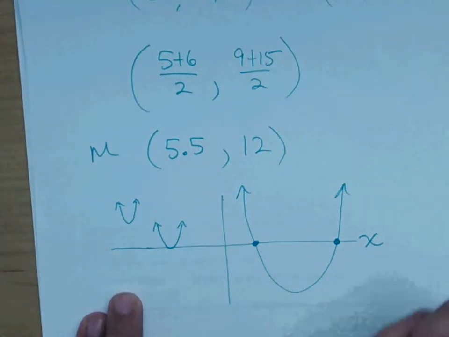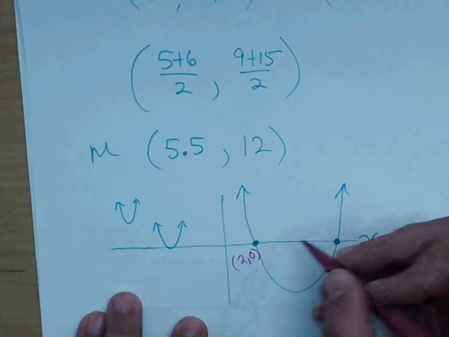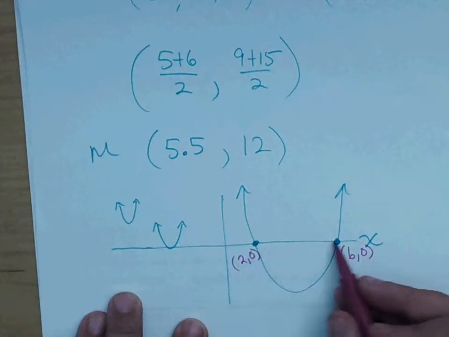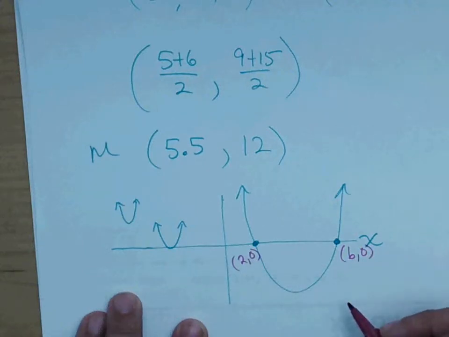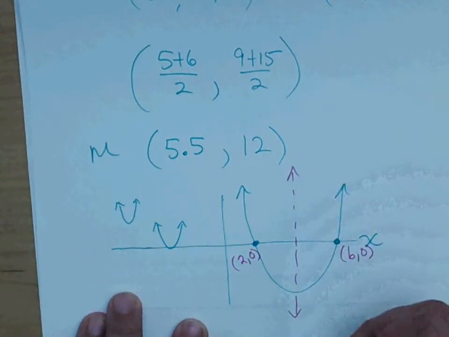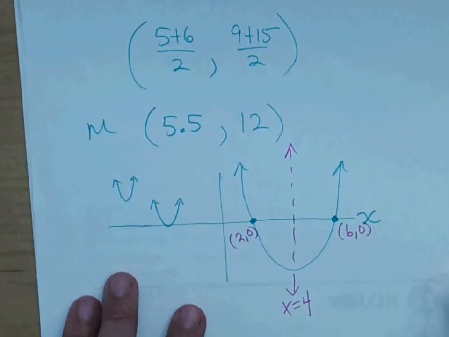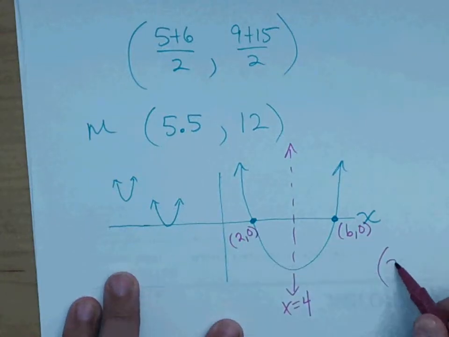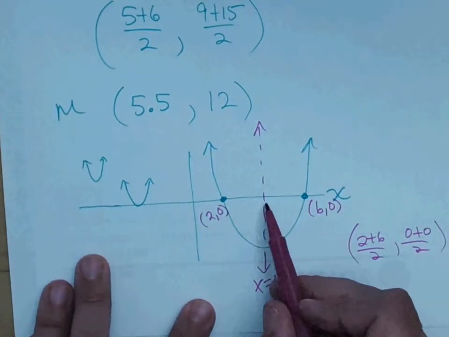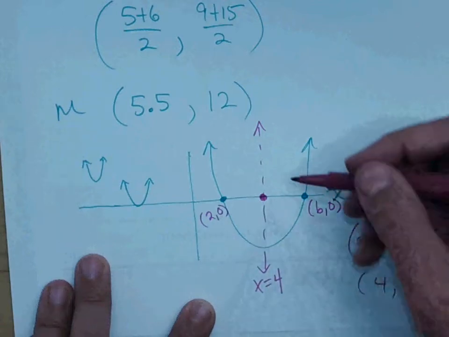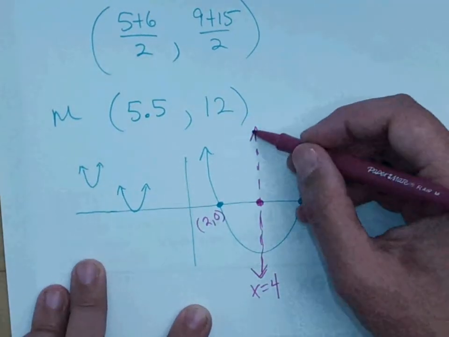Okay, now let's say I know that this point is 2, 0, and over here, let's say this point is 6, 0. What's halfway in between? 4. So that means my axis of symmetry is x equals 4. So given this information, we could do our midpoint: 2 plus 6 divided by 2 and 0 plus 0 divided by 2. So our midpoint halfway in between is 4, 0, but when we're talking about the axis of symmetry, we're talking about this whole entire line.